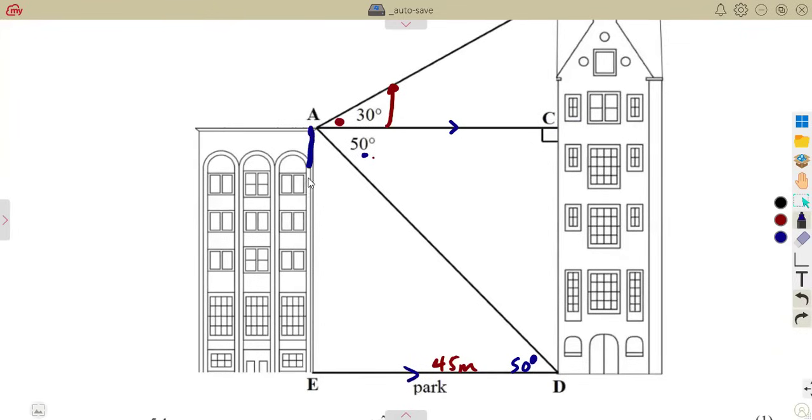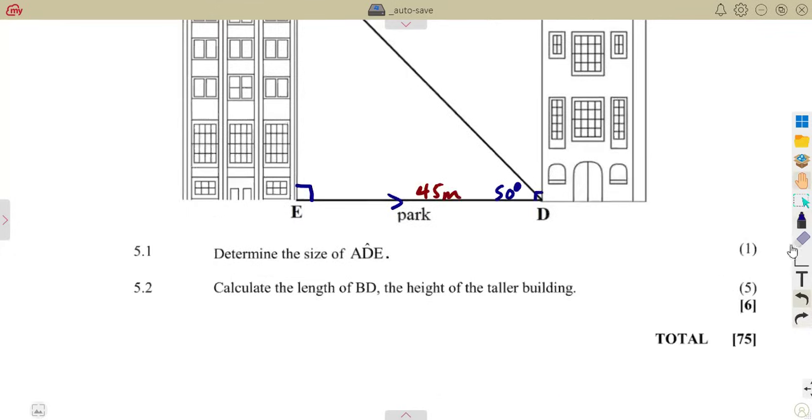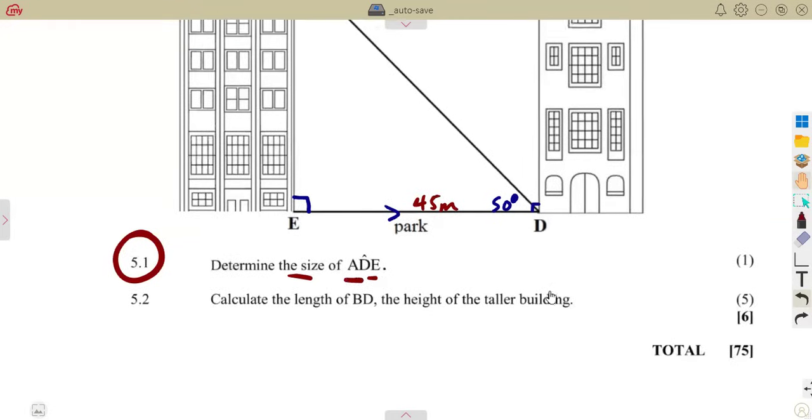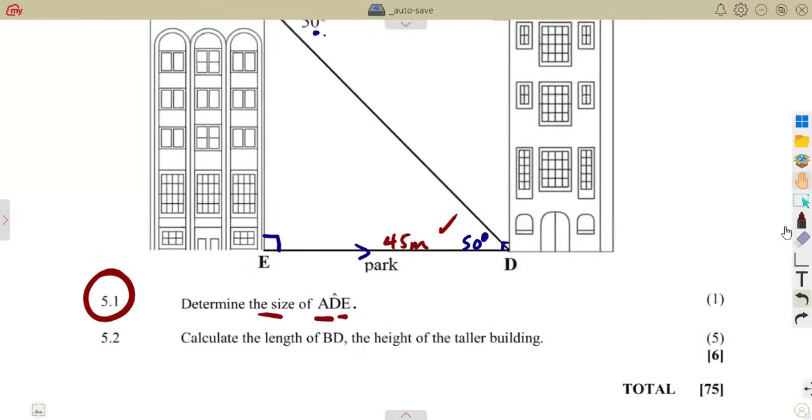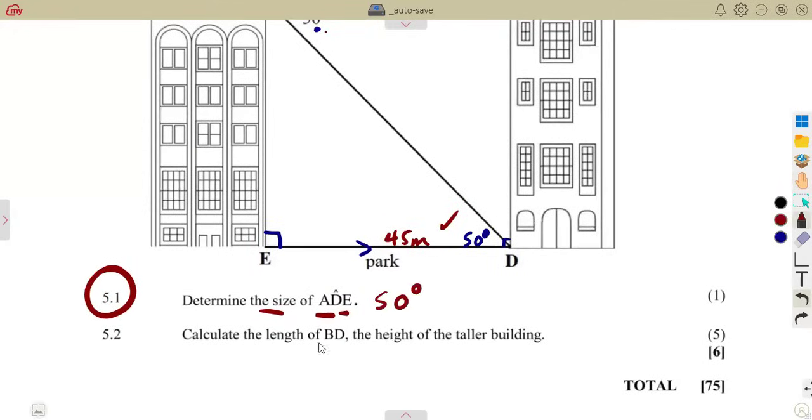AE is a vertical pole and ED being horizontal, meaning these two meet at 90 degrees, just like these two also meet at 90 degrees. So using these properties, you can answer whatever question that you want. Let's see the first question. Determine the size of ADE. All right, we have already answered this one from A to D to E. The angle is created at D, and that is 50 degrees. So ADE, we already have this one.